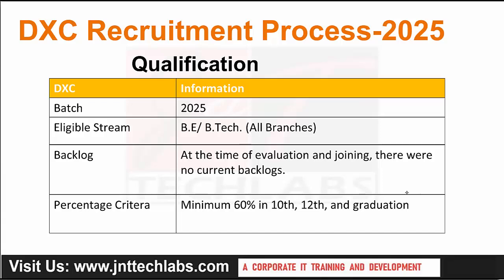Okay, now the criteria must be consistent. A percentage criterion applies for 10th, intermediate, and graduation. As of now, you must have 60% marks. If you have less than 60% marks, you will not be eligible for this. This is the most important thing we need to focus on. Here, 60% in 10th, intermediate, and graduation also. That is also the most important thing we need to focus on. Okay, this is the eligibility criteria.